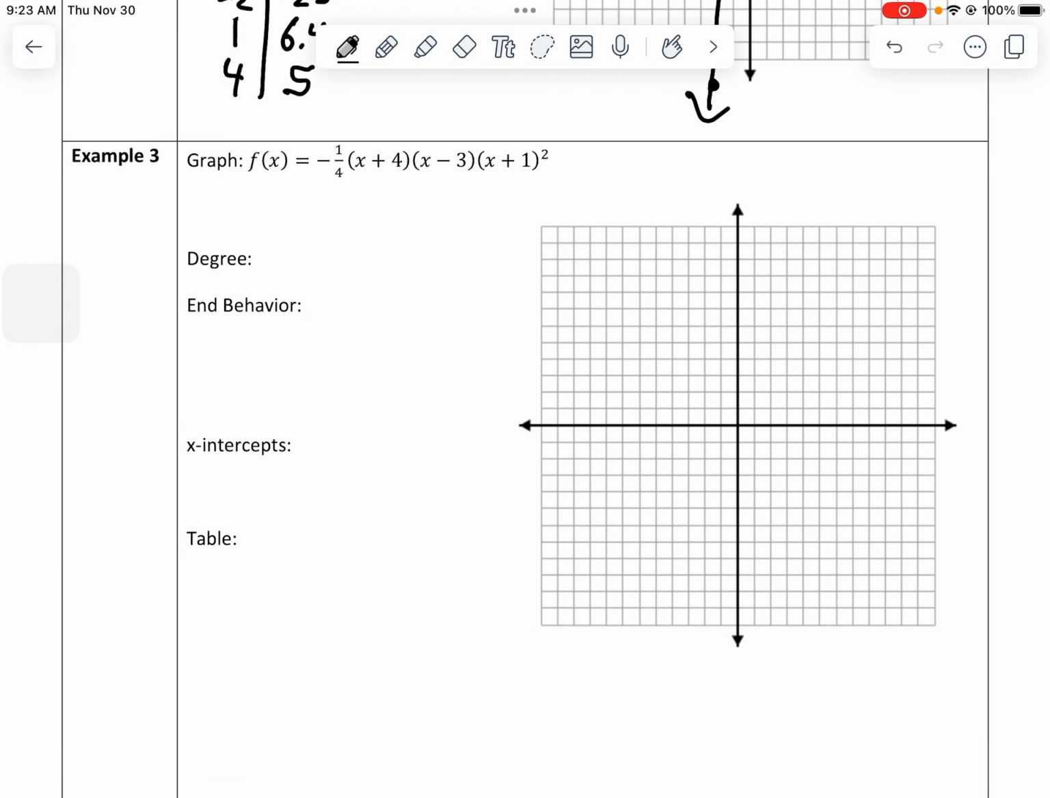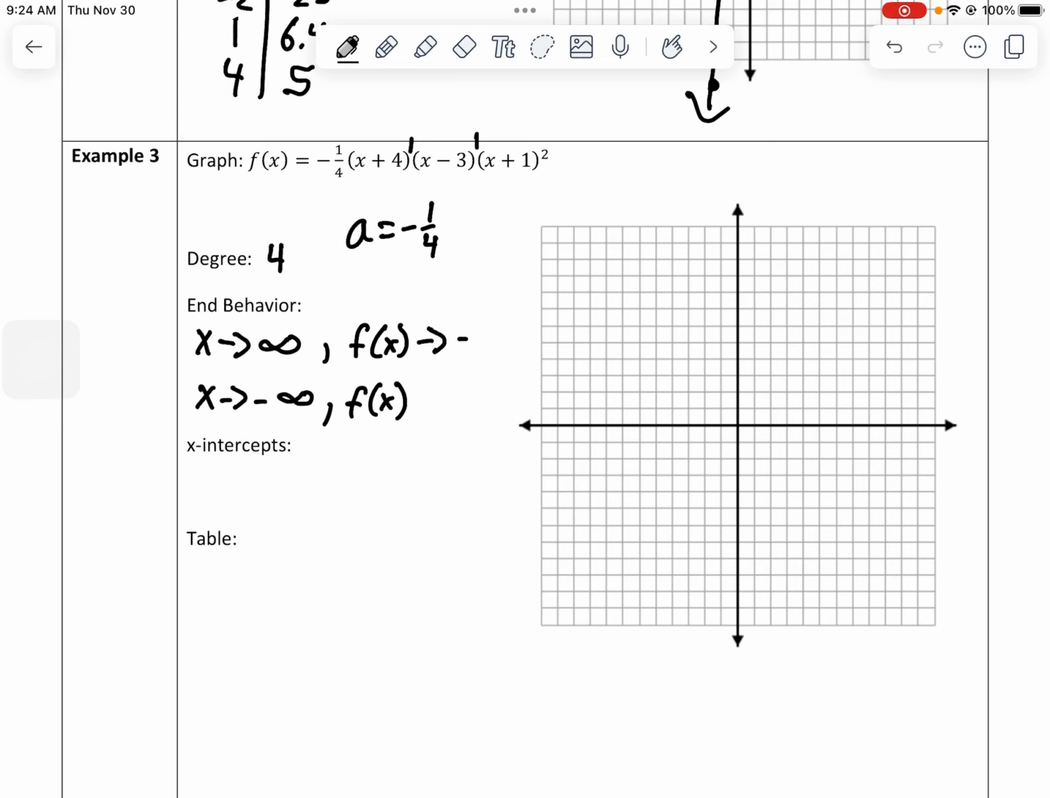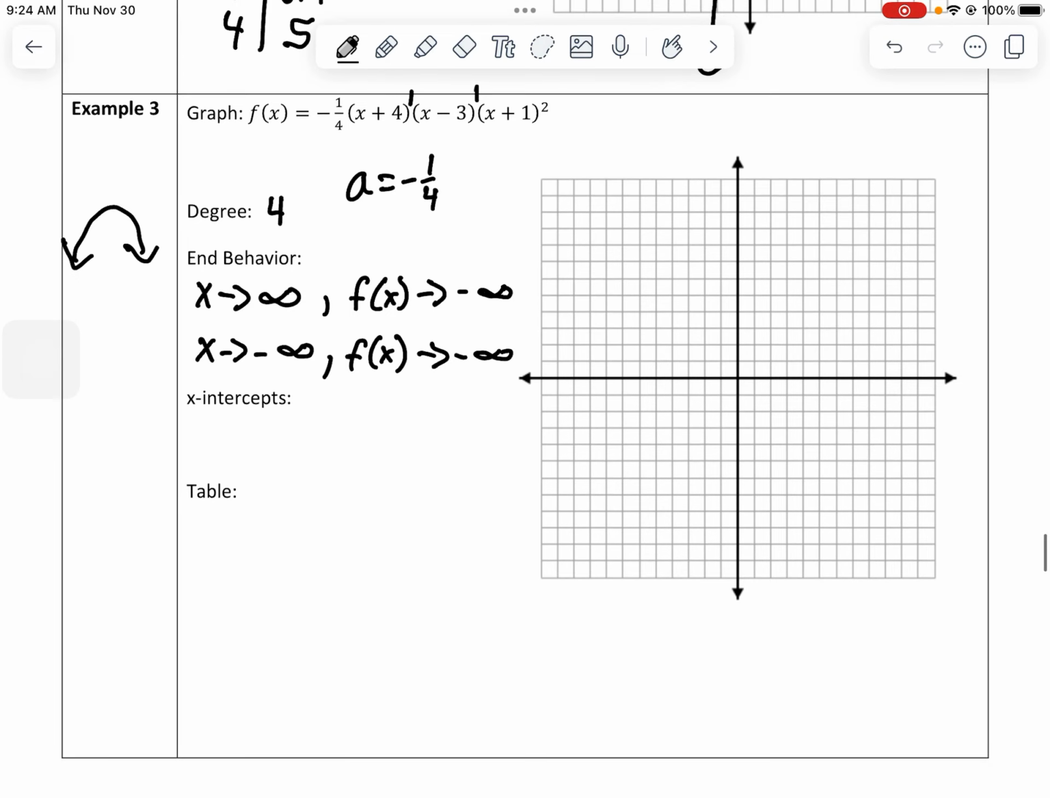So the degree on this one: if there's no exponent, you can assume there's a 1. So it's 1, 1, and 2, which adds up to make 4. Then our a value is negative this time, -1/4. So the end behavior is going to be x to infinity, x to -infinity. F of x is going to go the same direction, and since it's negative, they're both going to go down. So we're going to have some kind of even shape where they're both going down. Might not be a parabola, it might look similar to one.